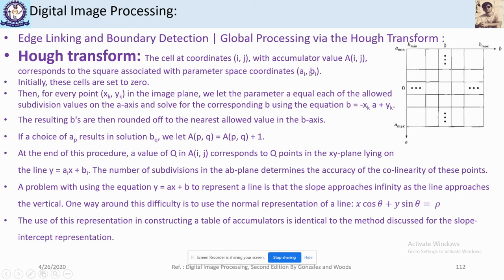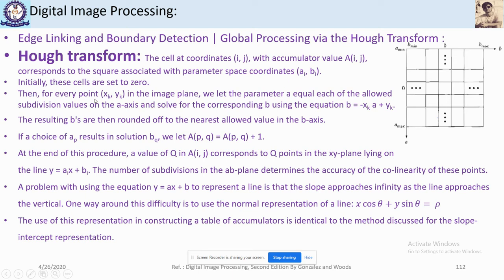I'm sorry, it should be bj here. So suppose somewhere here ai is there, and suppose this is bj. This cell corresponds to ai, bj, and the accumulator corresponding to this cell will be aij. Initially these cells are set to 0. That means initially the accumulator value will be 0.